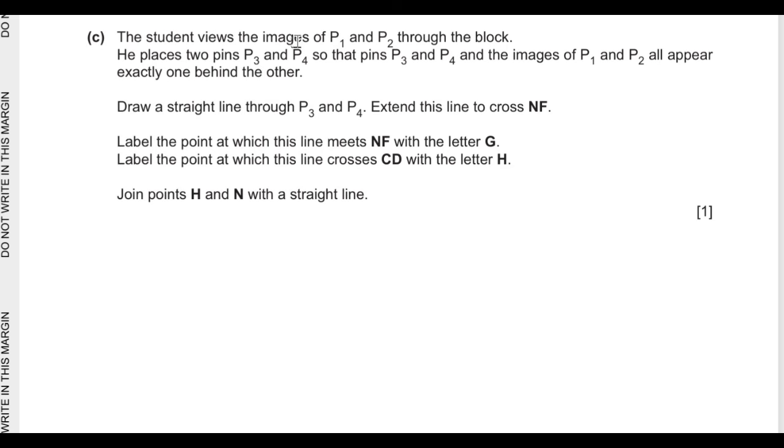C part says the student views the images of P1 and P2 through the block. He places the pins P3 and P4 so that the pins P3 and P4 and the images of P1 and P2 all appear exactly one behind the other. Draw a suitable line through P3 and P4. Extend this line to cross NF. Label the point at which the line meets NF with the letter G, and label the point at which the line crosses CD with the letter H. Join H and N with a straight line.